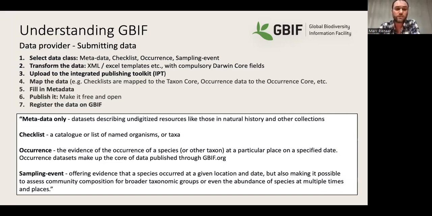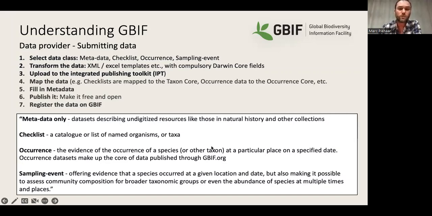Once you've done that, you then map it to a data class in GBIF. There are 4 classes currently, ranging in complexity from metadata only, checklists, occurrence data sets, and eventually to more complex sampling event data. I understand that there's a new data model on the way according to their website, and that'll probably come into force next year.